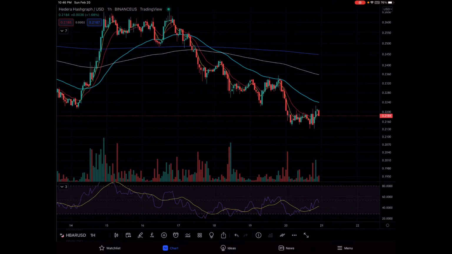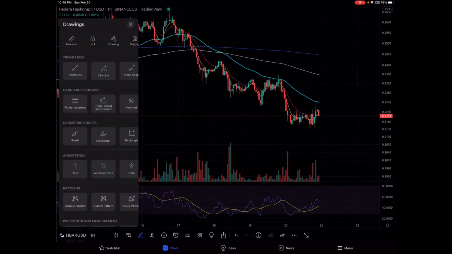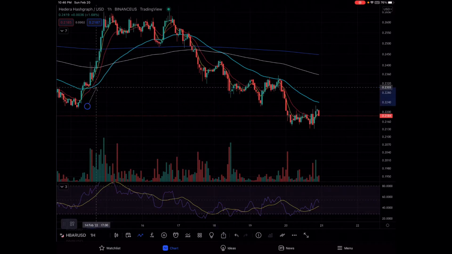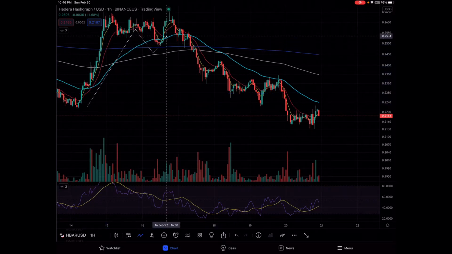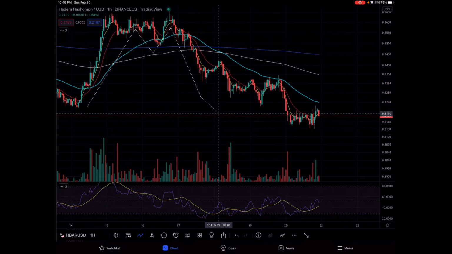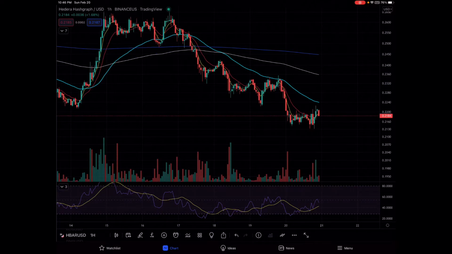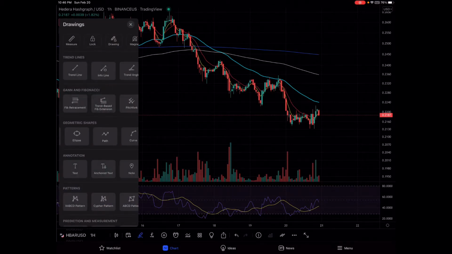So I've gone over before some of the patterns that I use, and it's really only the two patterns. Let's draw them out a little bit. I do M patterns, like that. And W's, essentially the same thing, just the other direction. I don't see any good W's on this chart right now. And I do continuation patterns.